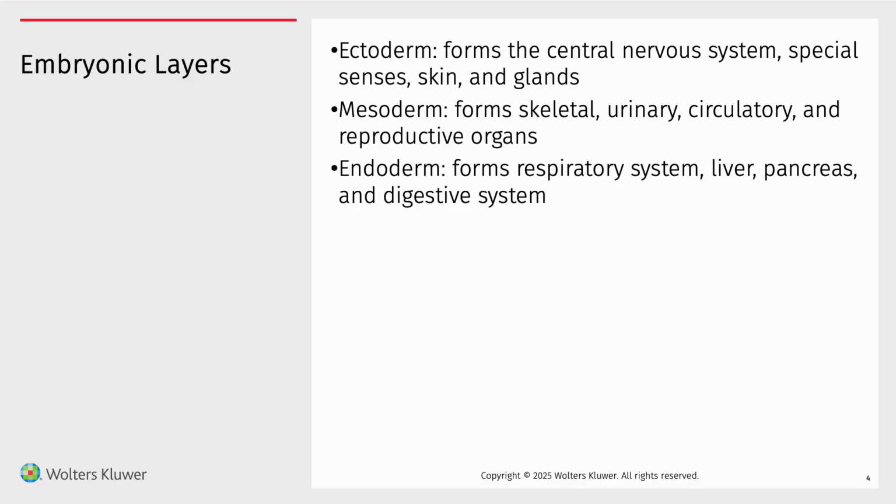So let me give you an example. Meconium aspiration, tracheoesophageal fistula, and imperforate anus can all be traced back to abnormal endoderm development.